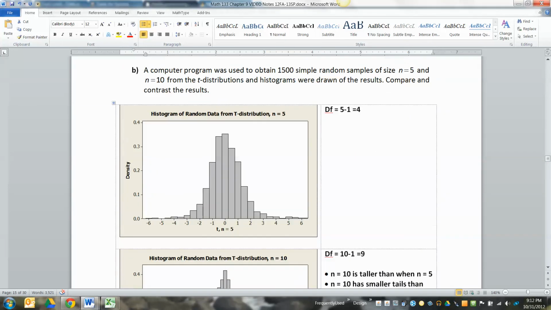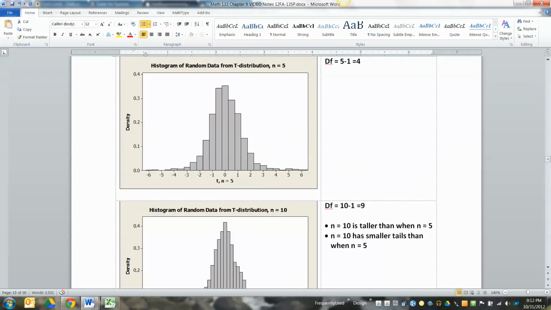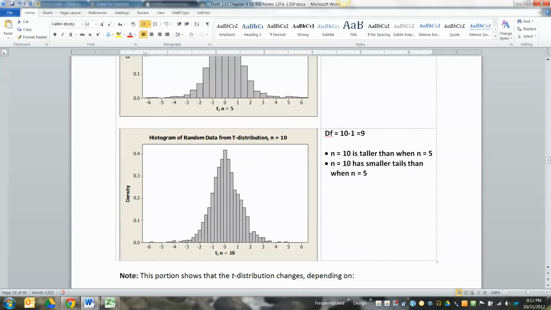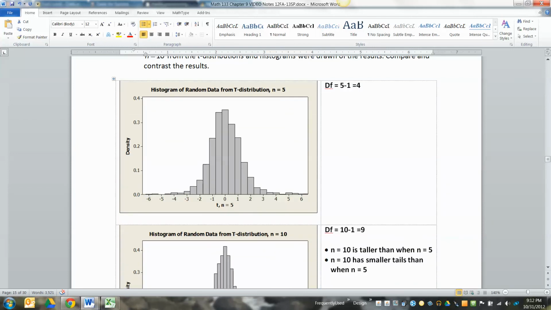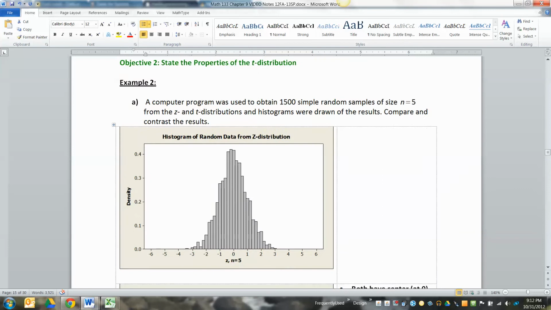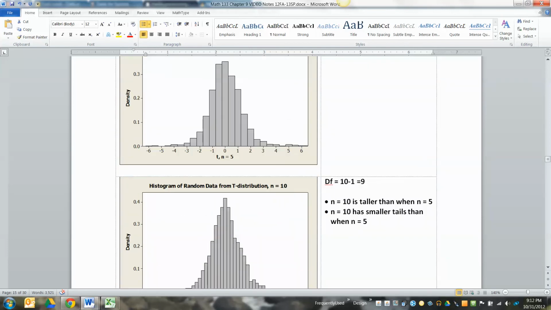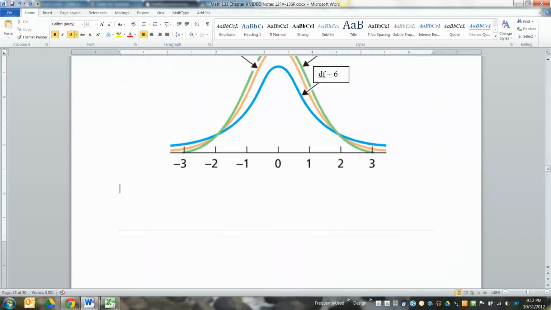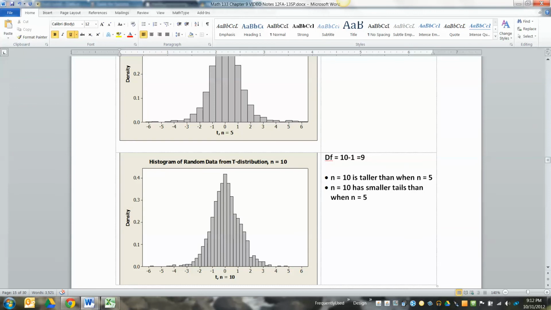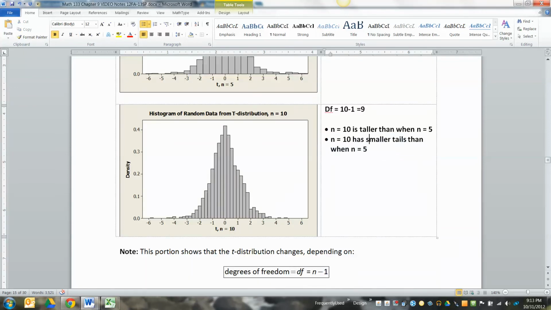Now down here, I have 2 different t curves drawn. One when n equals 5, and one when n equals 10. Okay, so you can see when n equals 10, it's taller in the center, right? It gets to the 0.4 mark, which is close to what we were getting with the z curve. But it's still more spread out than the z curve, but it's less spread out than this guy right here. He's got way more in the tails when n is equal to 5 than down here when n is equal to 10. So when n is equal to 10, it's taller, and it has smaller tails, less spread, than when n is equal to 5.